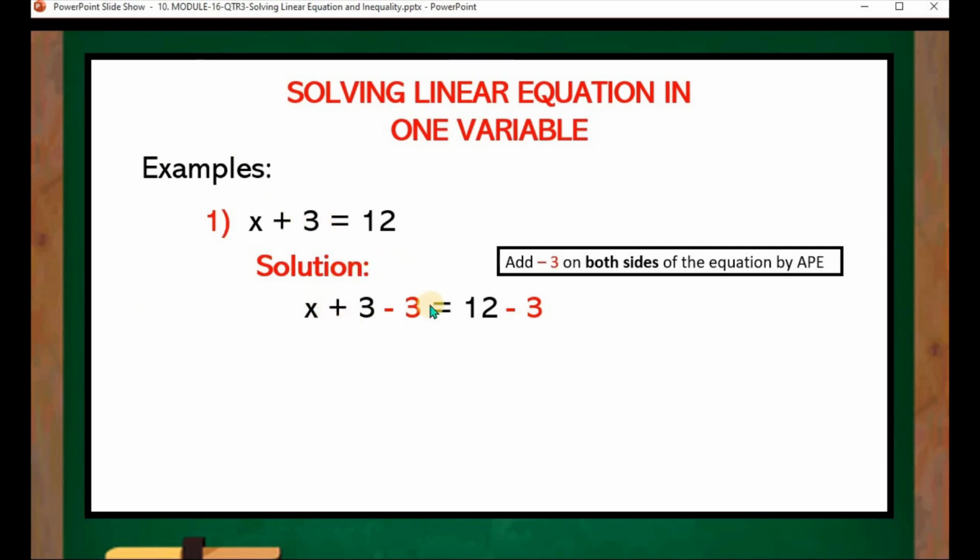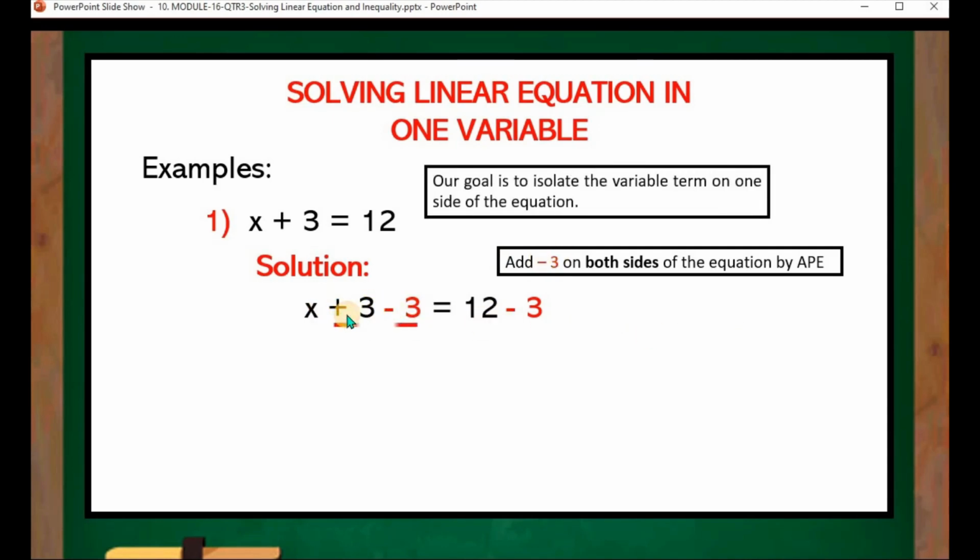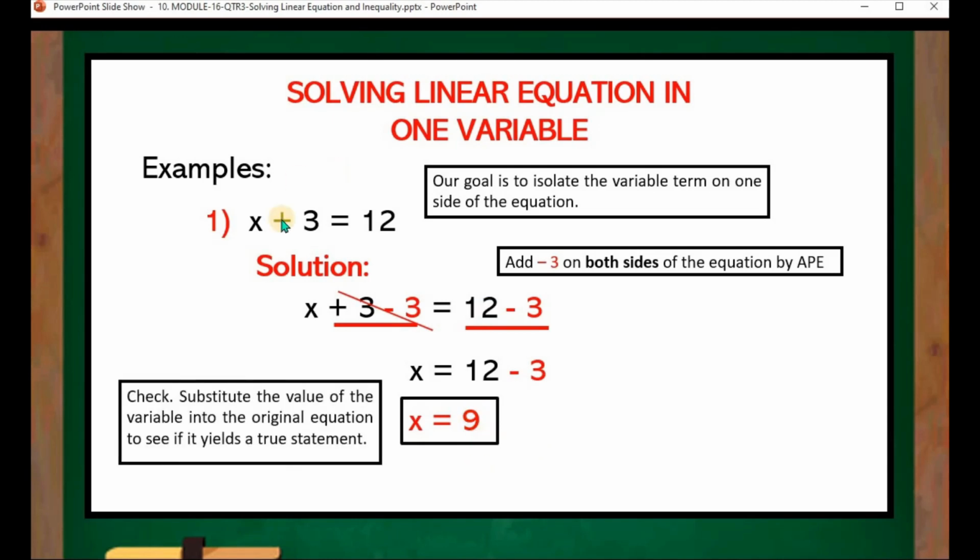Okay? So, this one, remember, if you add on one side, you should also add on the other side. If you subtract on one side, you should also subtract on the other side. So, we're gonna add negative 3 on both sides. So, automatic, this will become 0. Okay? So, huwag niyo kakalimutan yung goal natin na kailangan ma-isolate natin siya on one side of the equation. So, this will become 0. Cancelled na siya. So, nagtagumpay tayo. Si x na lang yung natira. And then, 12 minus 3, that is 9. So, therefore, ang solution natin dito ay 9.